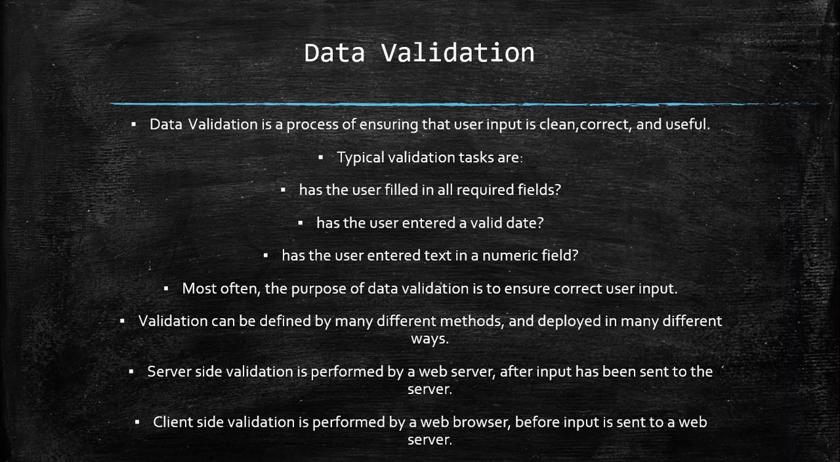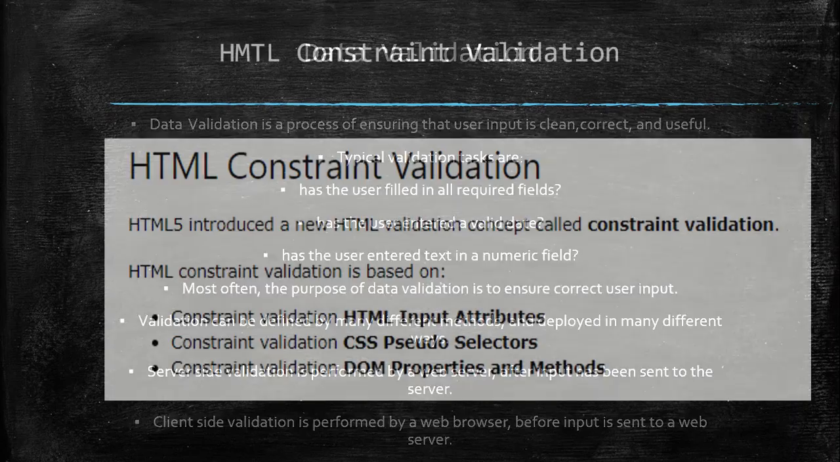Data validation is the process of ensuring that user input is clean, correct, and useful. The typical validation checks are: has the user filled in all required fields? Has the user entered a valid date? Has the user entered text in a numeric field? Most often, the purpose of data validation is to ensure correct user input.